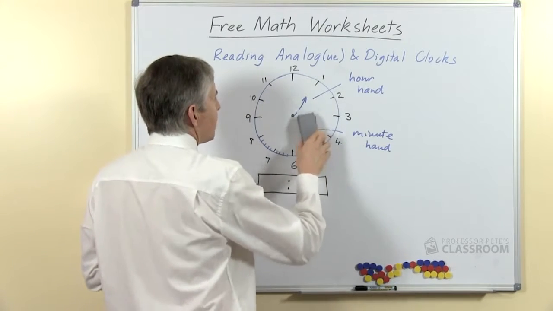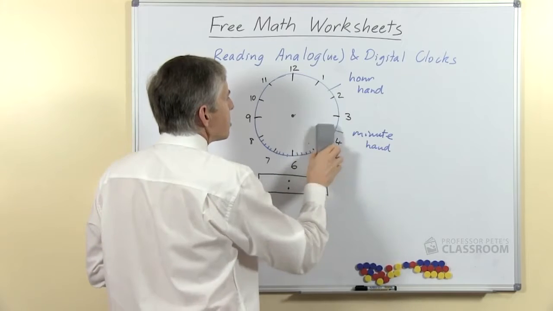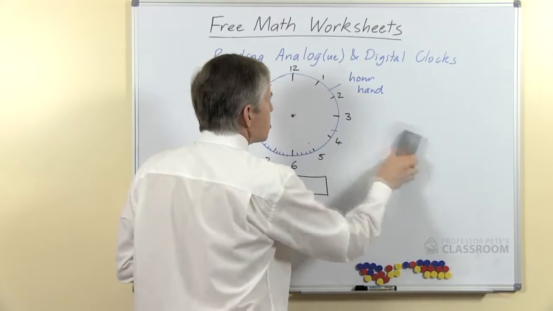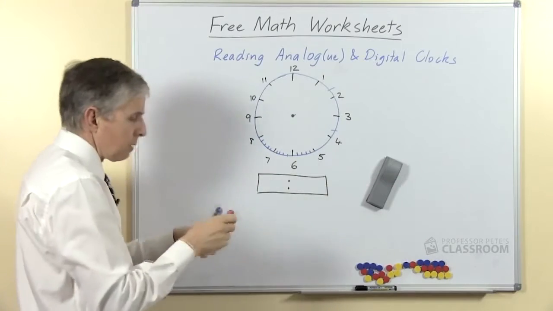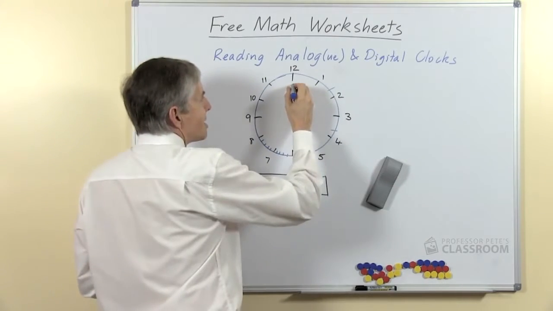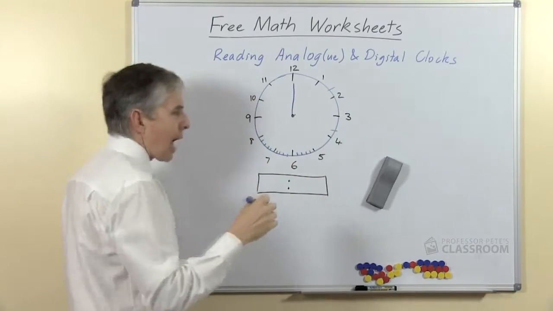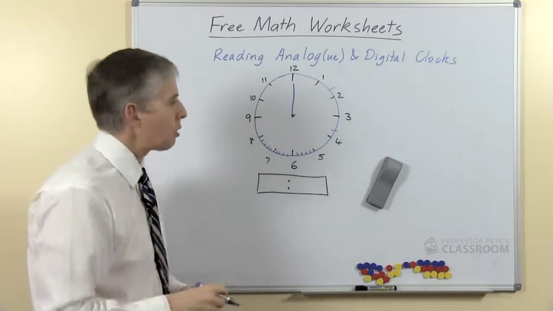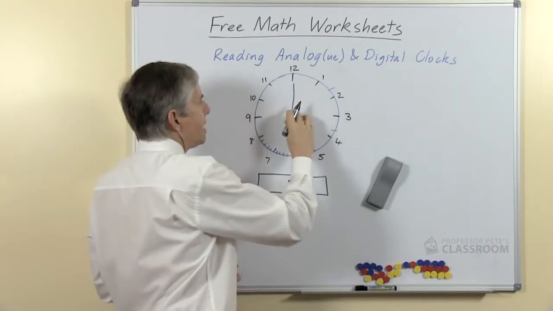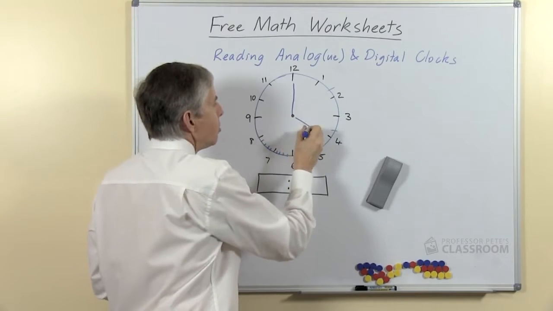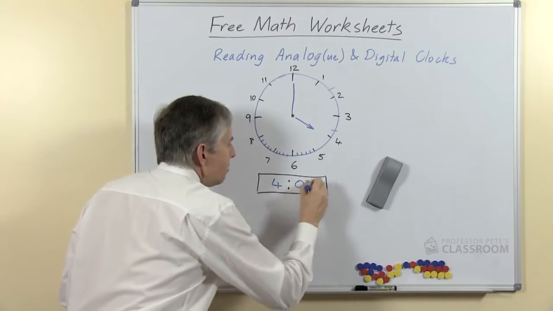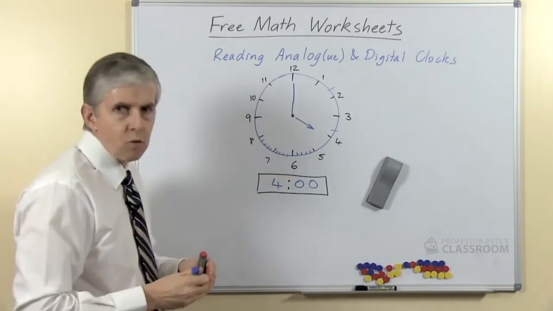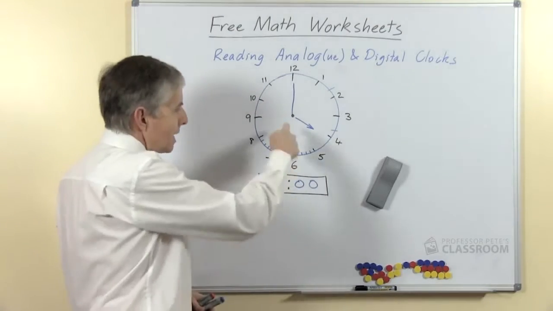So let's go back a bit and talk about the digital clock in conjunction with the analog clock. Obviously, we're going to start with the hour times, the o'clock times. So we'll have our minute hand pointing at the 12, and then we'll have the hour hand pointing at the number of hours. I believe it's valuable for our students to see the two together.